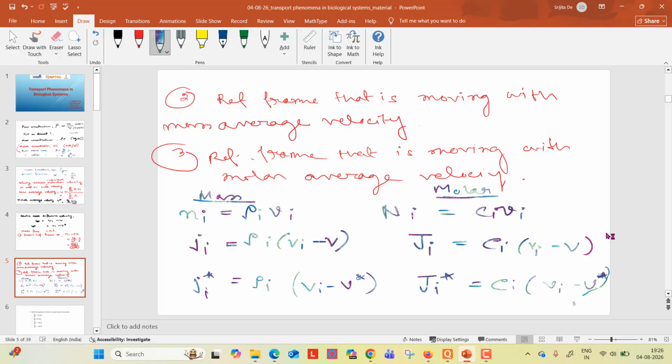So what we'll take? We'll take this one, we'll take this one, and from here and from here. These two we will not use in our lectures. Okay? So it will be the mass flux, molar flux, mass average, relative mass flux with respect to mass average velocity, and relative molar flux with respect to molar average velocity. The other two, which are wrongly matched, we are not going to use. Okay?